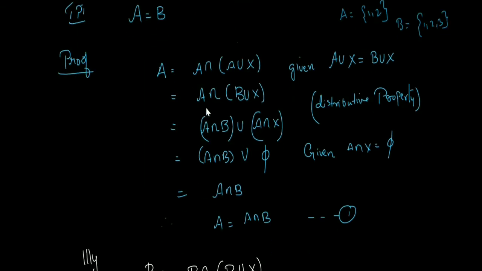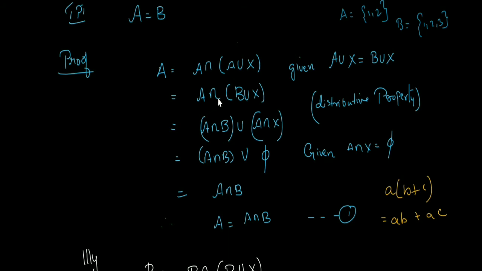Now we know the distributive property. What is the distributive property? Suppose A into (B plus C). What is A into (B plus C)? A into B, you put the plus sign in the middle, plus A into C. This is the distributive property of multiplication over addition. Same thing here, distributive property of intersection over union.